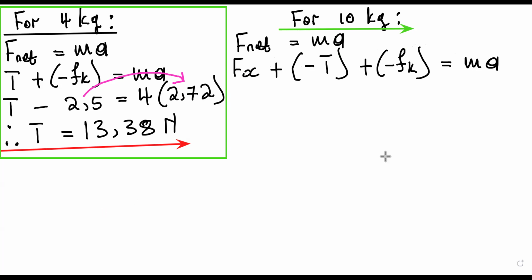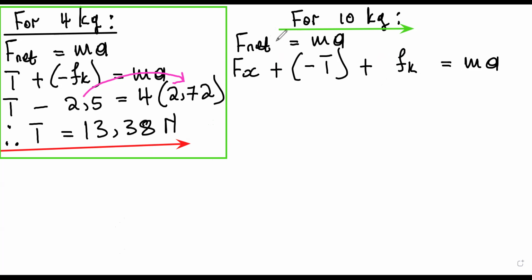Immediately, I must warn you. The tension force, we now know its magnitude. It's 13.38. So we can definitely give it a sign. But we don't know what is the magnitude of the kinetic frictional force. If you don't know its magnitude, you never give it a sign. Never. Even though we know that it's supposed to be negative, you're just going to say it's positive because we don't know its magnitude. Therefore, we don't give it a sign.